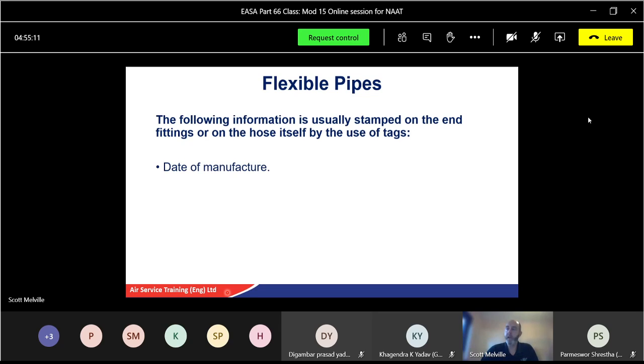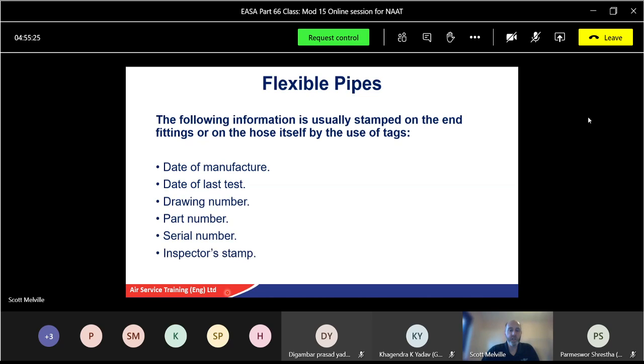What you're going to find on there is the date of manufacture, date of last test, drawing number, part number obviously, serial number, and also an inspector's stamp. Bits of information you need to know: one, it's the right pipe, when it was made, and we make sure we put it in the right position.